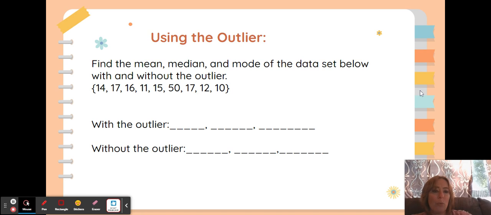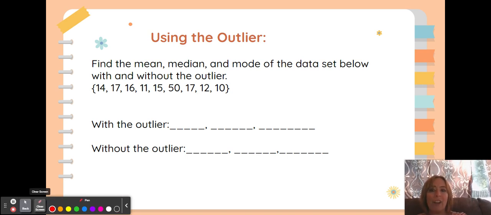All right. Why do we need to know about the outlier? Well, the outlier can change the measure of center. It can change the mean, the median, and the mode. So we need to be able to figure out what those are with or without the outlier. So let's start with keeping it in. Okay, let's look at the mean first.